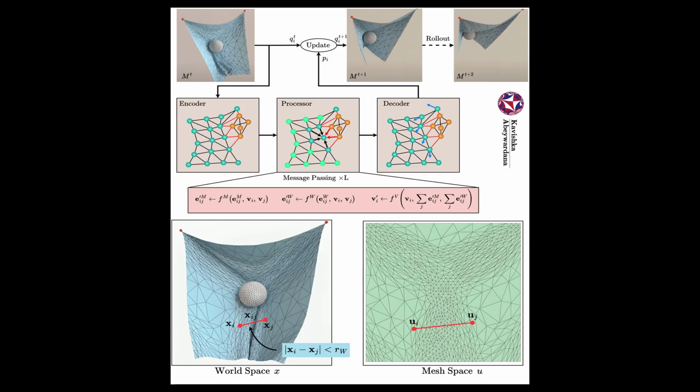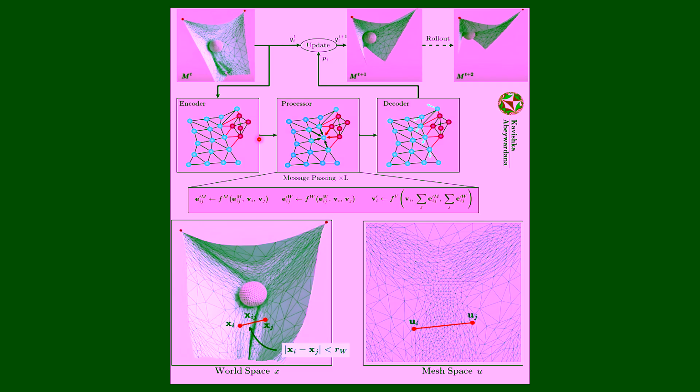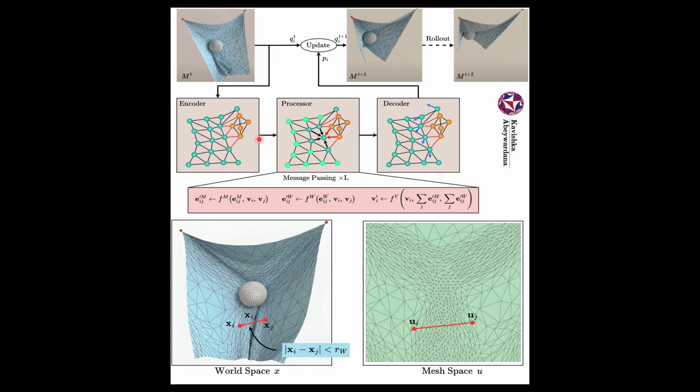At time step t, every node contains information about the system. Examples include the position of a cloth vertex, the velocity of a fluid particle, and the pressure or density in a fluid flow. The model first encodes these values into feature vectors. Importantly, it does not rely on absolute coordinates. Instead, it uses relative positions between neighboring nodes.